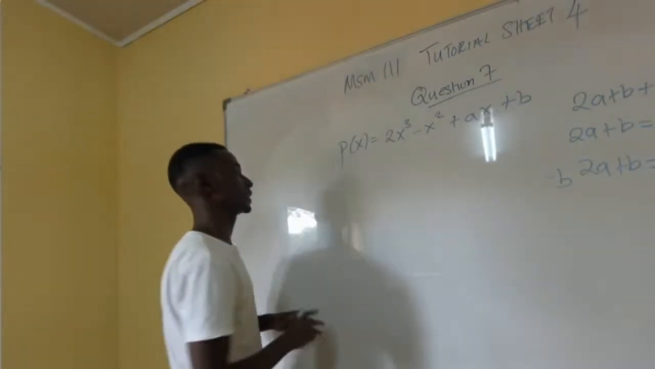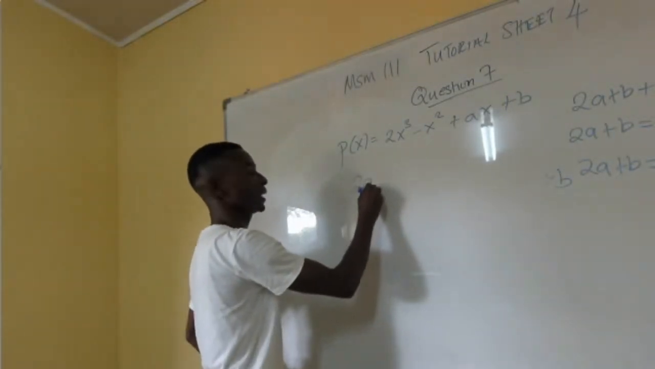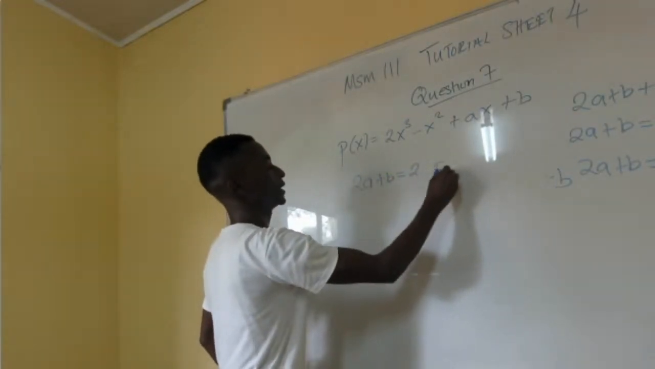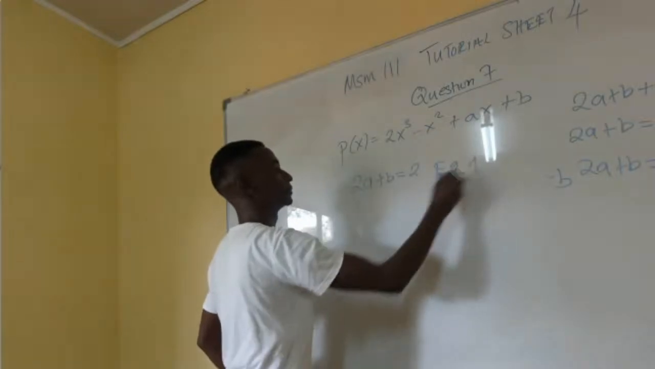So now you indicate, say, 2a plus b equal to 2. Equation number 1.